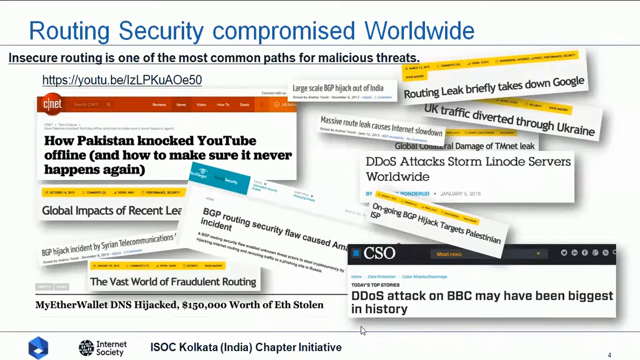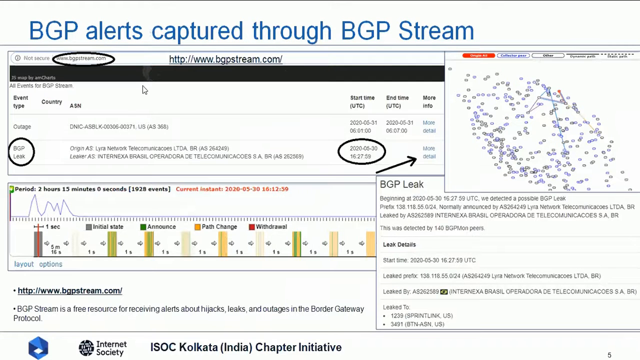So as you understood, these are the events that have taken place, and numerous such events come into the papers, but there are many which are not even discussed or made into news. If you go to this BGP stream, it also captures all the data and all the threats that are happening. I will show you through the screen.